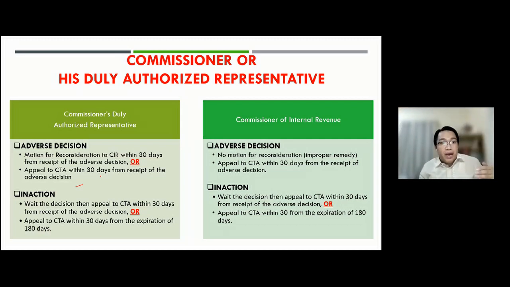Ang isang option mo pa, from the Commissioner's duly authorized representative, umakyat ka na sa CTA within 30 days from the receipt of decision. Okay? Again, in case of adverse decision, either you file an MR to the Commissioner or appeal to the CTA within 30 days from the receipt of the adverse decision. Okay? Now, what if inaction, natapos na yung 180 days, wala pang desisyon, ang Commissioner of Internal Revenue, okay?